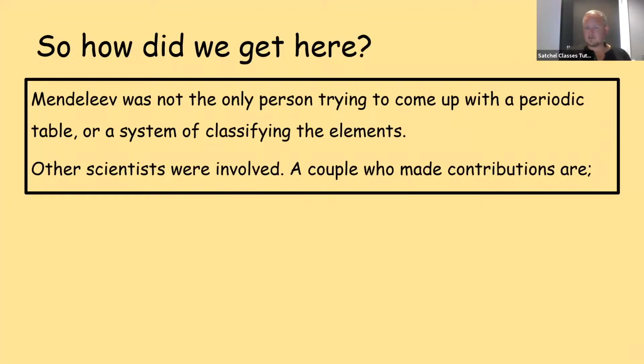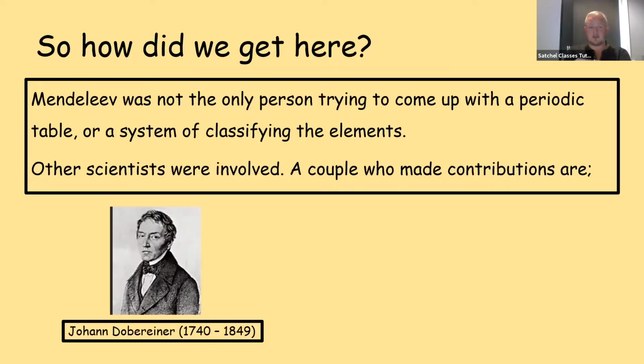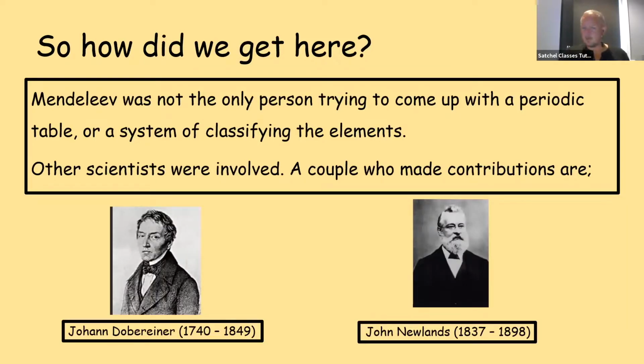Well, Mendeleev was not the only person trying to come up with a periodic table, or even just a system of classifying the elements. There were other scientists involved, and a couple of those scientists who made contributions to the modern table that we know today are Johann Döbereiner and John Newlands.